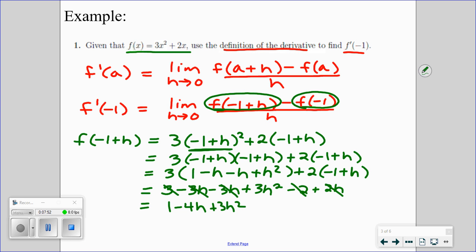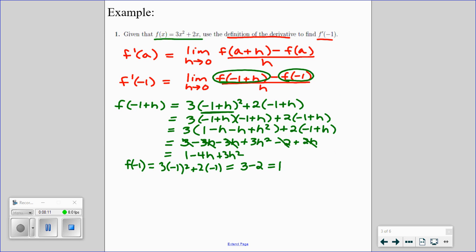Okay, now I'm going to find also f of -1. So that's a little bit easier. We're just plugging -1 in for x. Okay, so we'll end up getting 3 minus 2, which will equal 1. Okay, now we can substitute these values in our definition of derivative.